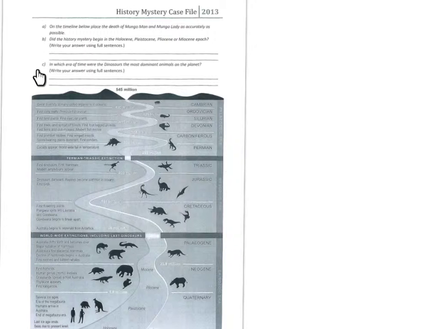And question C needs you to look at the timeline very carefully. In which era were the dinosaurs the most dominant animals on the planet? What do you think my handy pro tips might be? Have a think.